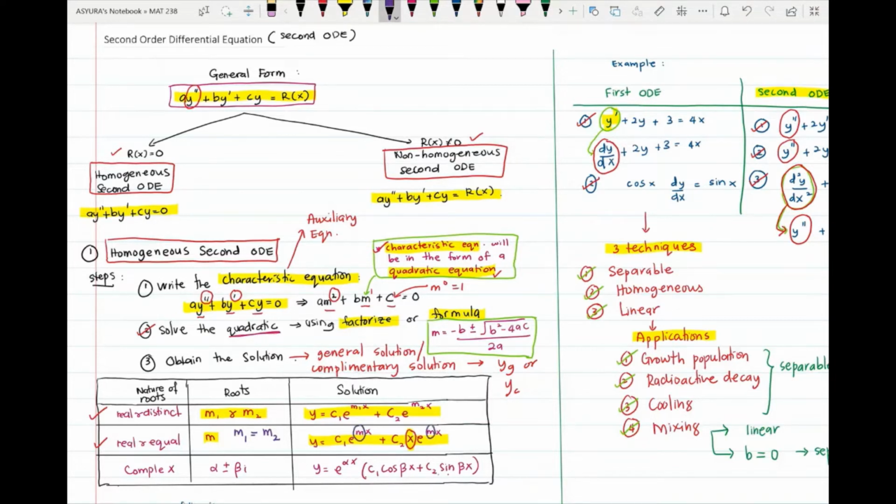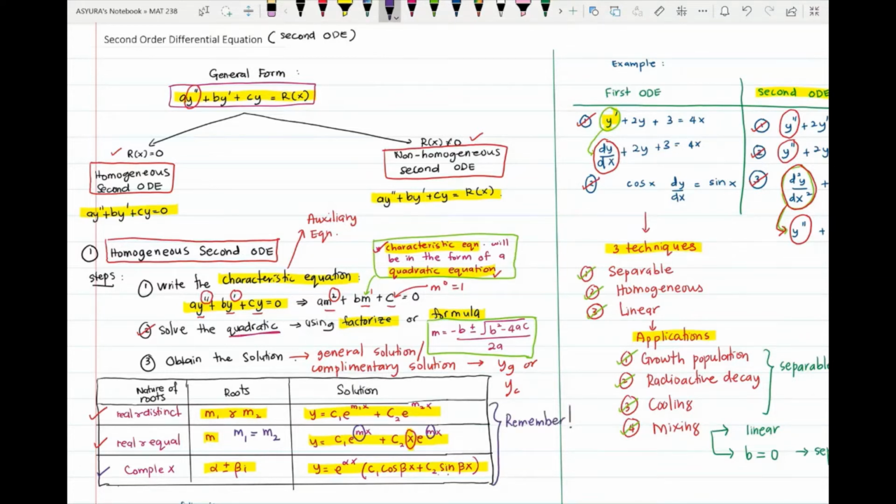Next, the third one, we have complex roots. Later on we will see what the complex roots are. It is in the form of alpha plus minus beta i, and the solution will be y equals e power alpha x times c1 cos beta x plus c2 sin beta x. So for these three solutions, you need to remember.